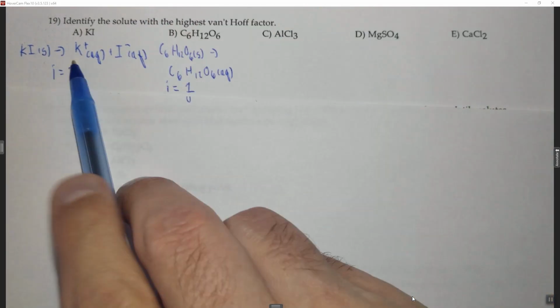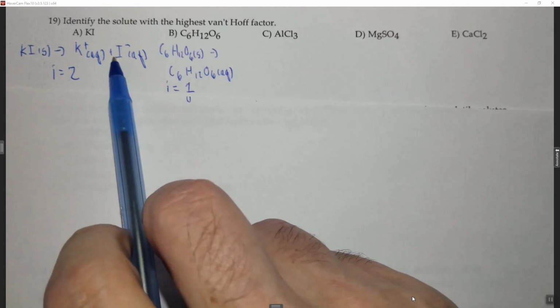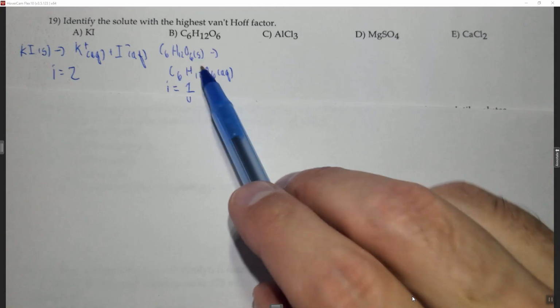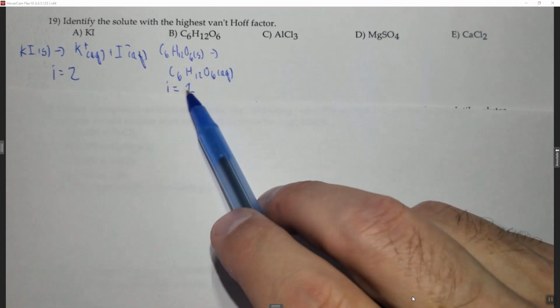Note that this is called an electrolyte because it's an ionic compound that dissolves and dissociates into its ions. This is called a non-electrolyte because it's a covalent compound that dissolves but does not dissociate.